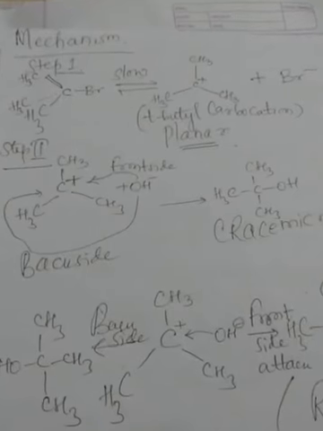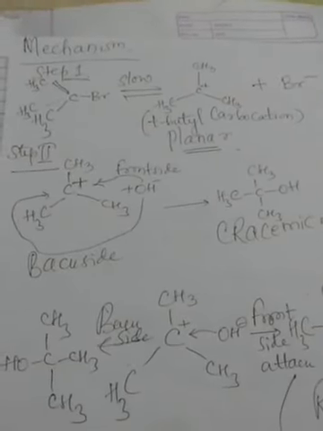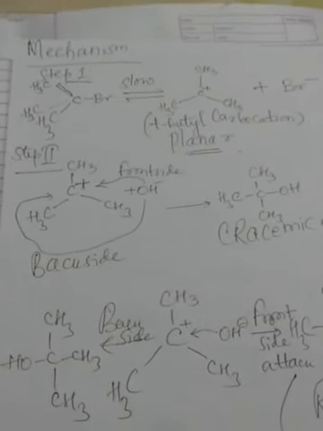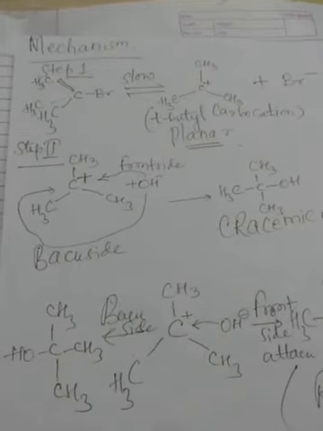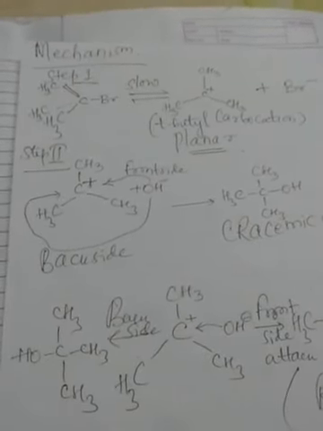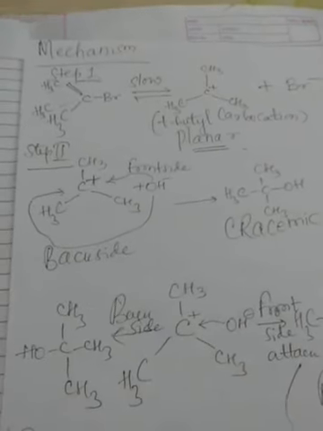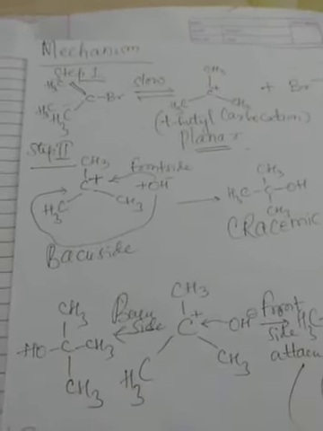In the first step, tertiary butyl bromide undergoes slow ionization to form tertiary butyl carbocation, which is a planar carbocation. The positively charged carbon in this is sp2 hybridized. This step is the slow step, therefore it is the rate determining step.